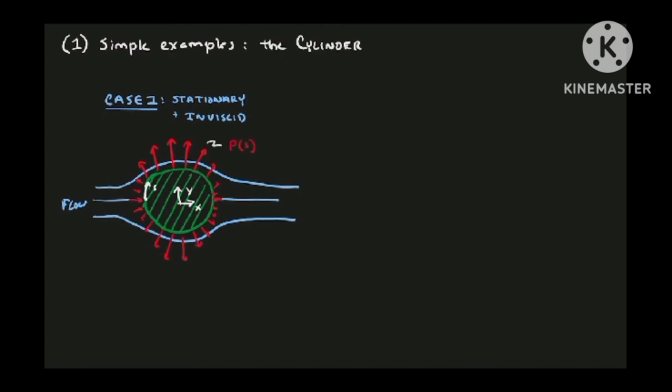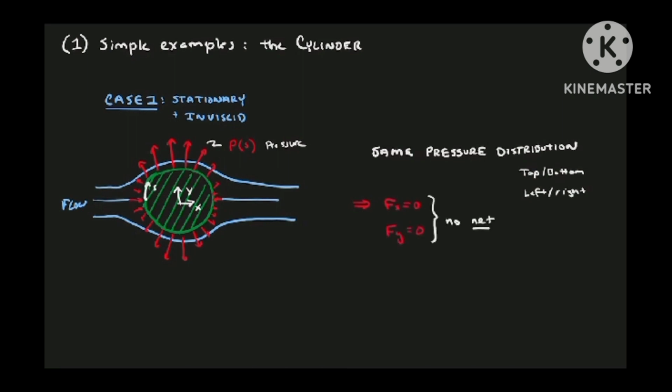Notice that the pressure distribution is the same when comparing the top and bottom as well as the front and back. But this means that there is no net force in the X and Y directions on our cylinder. Every pressure has an equal and opposite on the cylinder. No pressure difference means no net force.